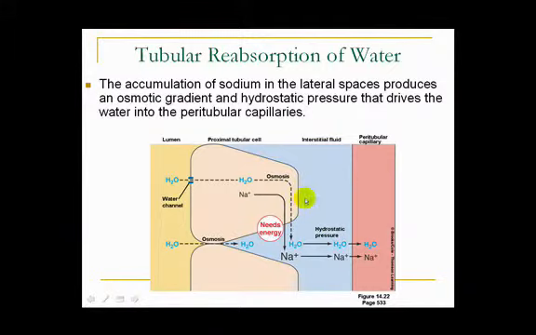So you can see here, if sodium's getting pumped out using ATP, which requires energy, you're going to have a higher concentration of sodium here than you do in the cell, than you do in the lumen. And water's just going to follow that gradient by osmosis. So it will move through an aquaporin, and then it will move into the interstitial fluid, and as pressure increases here, it will move into the peritubular capillary.